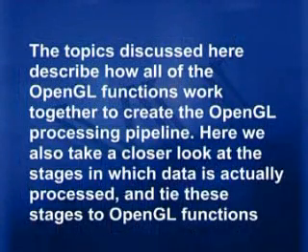The topics discussed here are going to describe how all of the OpenGL functions work together to create the OpenGL processing pipeline. Here we also take a closer look at the stages in which data is actually processed and tie these stages to OpenGL functions. So we are going to take a closer look at the pipeline stages and functions, how things are performed on the input data, whether it is pixel related information, image related information, or vertices information, which is going to take the geometry path, or the one that is going to take the image path.